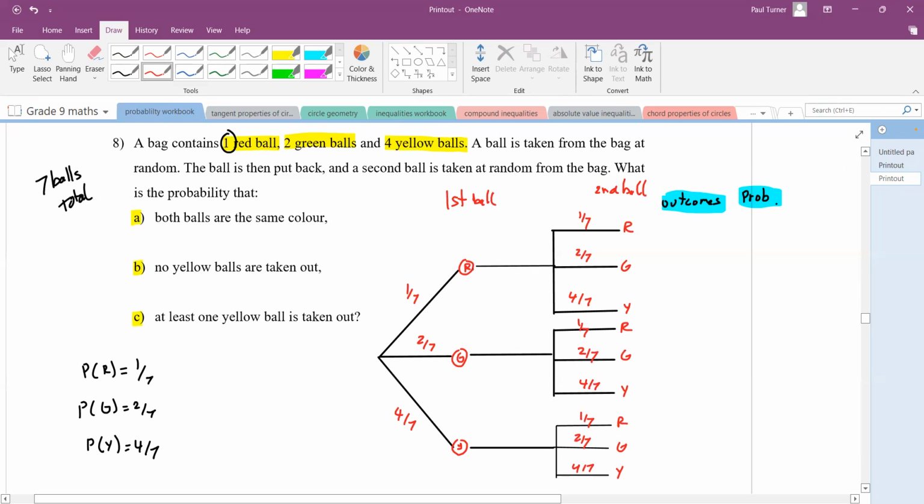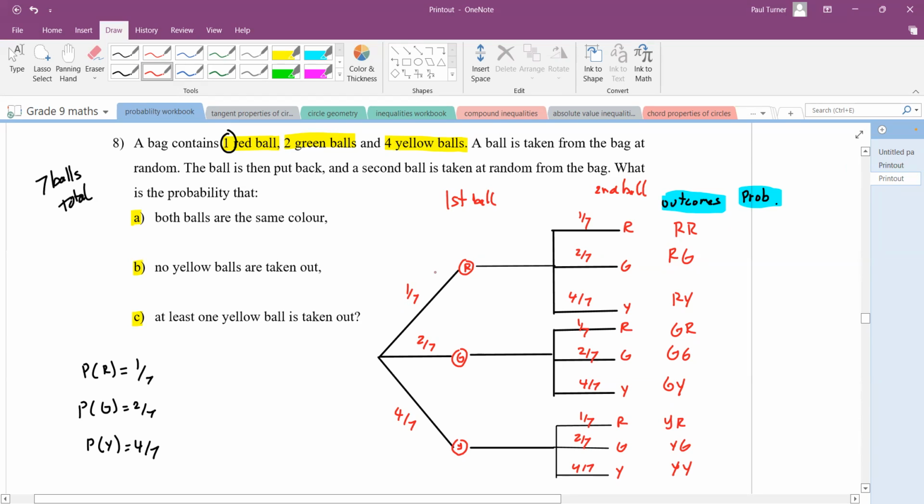So our outcomes, take a look at your tree and you can write them down. So we have red, red, red, green, red, yellow, green, red, green, green, green, yellow, yellow, red, yellow, green, yellow, yellow. So these are not all equally likely. Okay, so just be aware of that, and you'll see that when we actually calculate the probabilities.